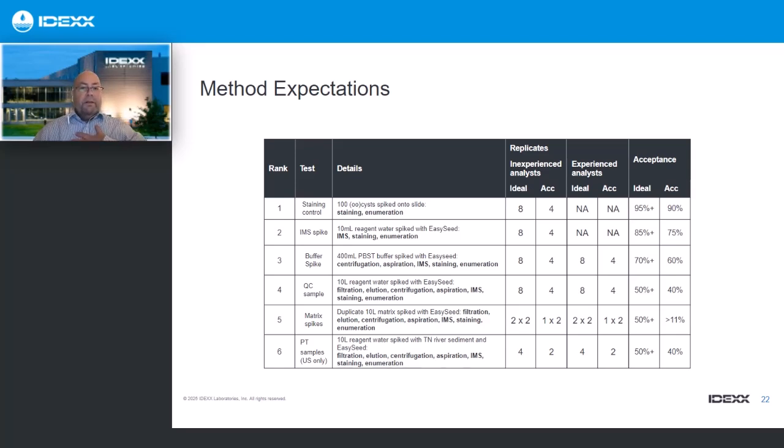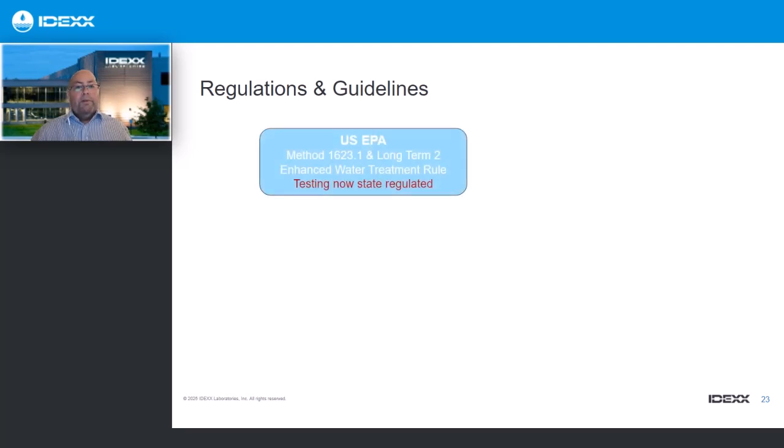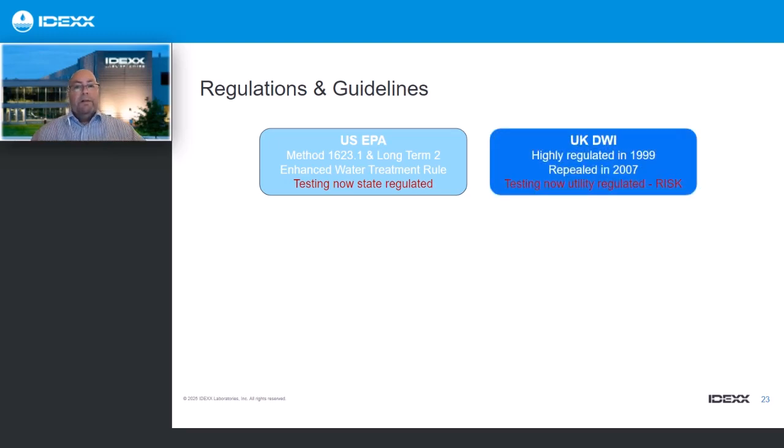These are our internal guidelines. There may be different guidelines within, for example, US EPA method 1623. There are a number of regulations and guidelines. We just mentioned 1623.1. Testing is now regulated by the state, and there are no US-wide guidelines in place. The UK Drinking Water Inspectorate had a very, very highly regulated guideline in place. This was repealed in 2007, and testing is now regulated by the utility based on risk assessments of their influent water.